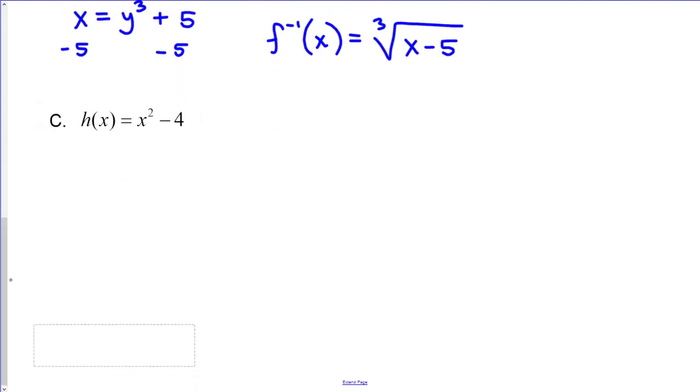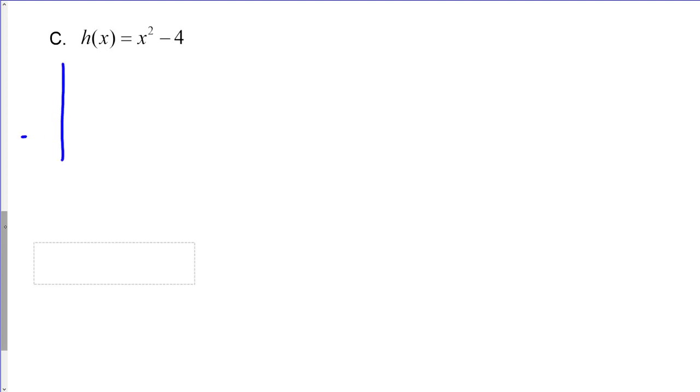Here's another example. h of x equals x squared minus 4. Well, this is kind of an interesting example in that it's not a one-to-one function. We use squared functions all the time, but the graphs of these are parabolas, and the graph of a parabola, like in this case, it might look something like this. Parabola shifted down 4 units. It's not one-to-one. It fails the horizontal line test.